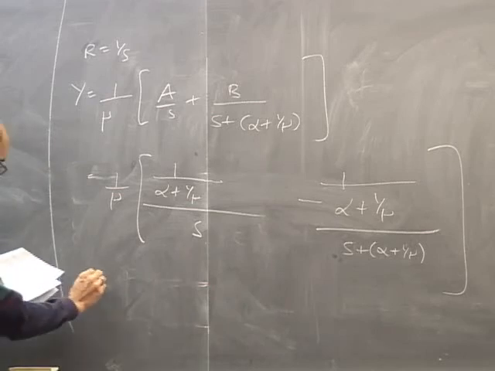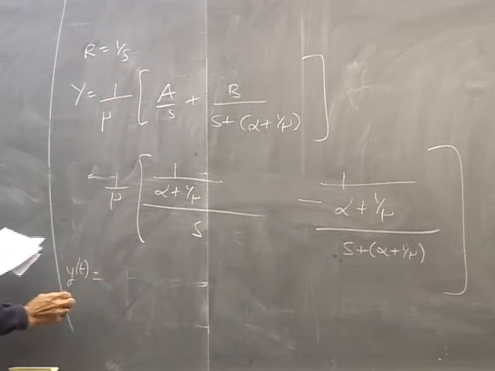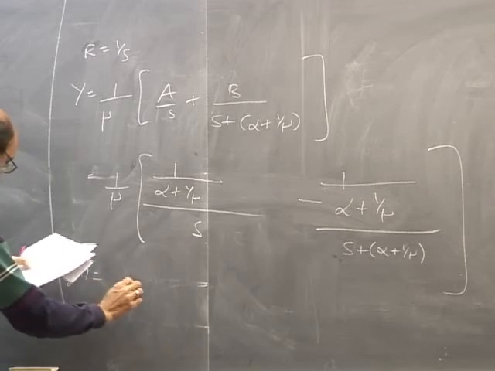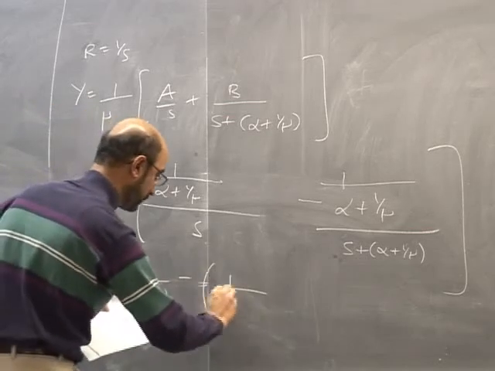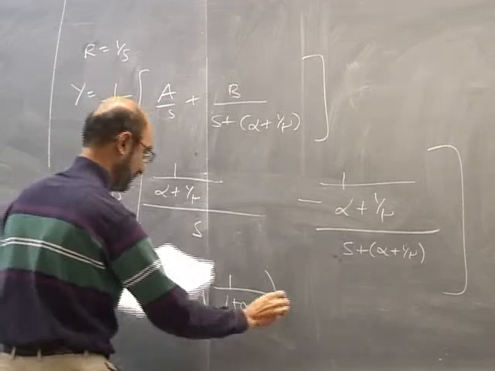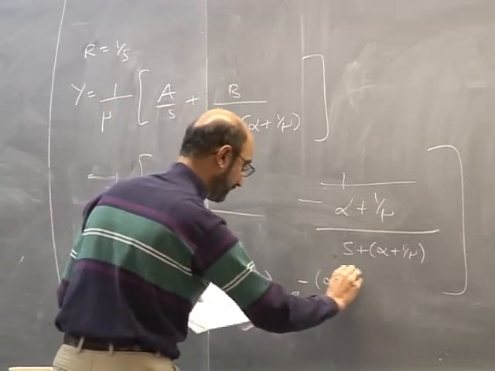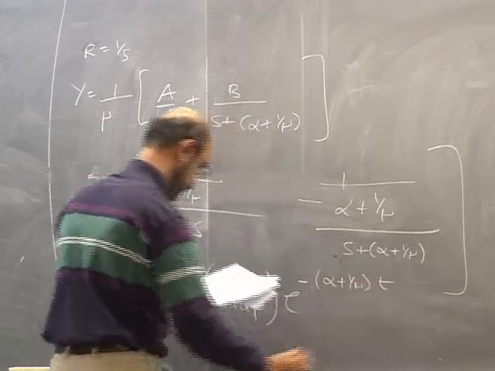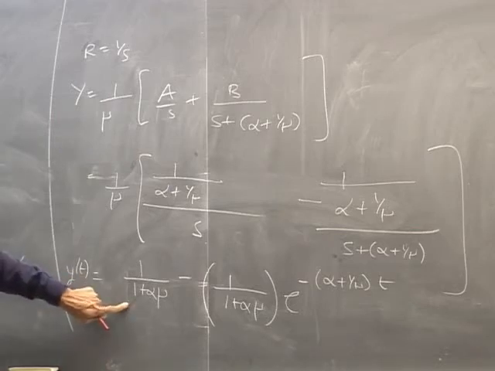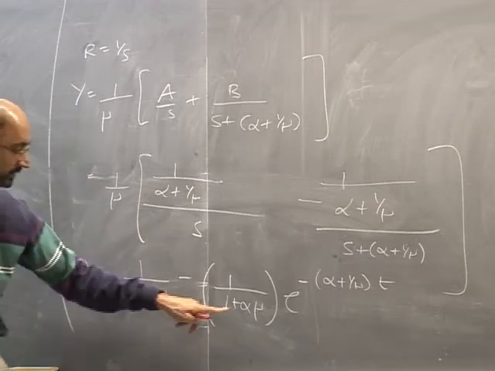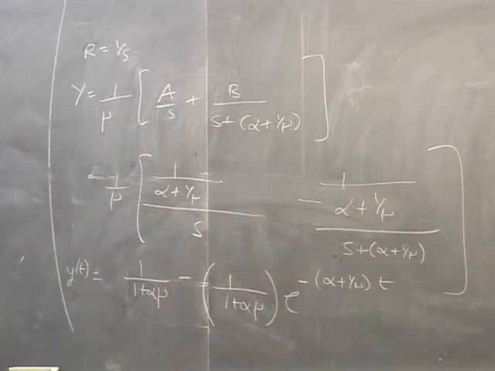And then this can be written as y(t) equals 1 over 1 plus alpha mu, minus 1 over 1 plus alpha mu, times e to the minus alpha plus 1 over mu, t. So that's the final answer for y(t). You can check your work: you should be getting y(t) equals 1 over 1 plus alpha mu, which is the constant, minus 1 over 1 plus alpha mu, e to the minus alpha plus 1 over mu, t. I checked my work here like 20 times, so I'm pretty sure it's true.